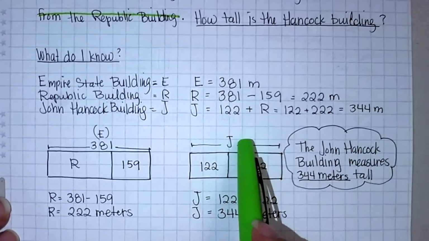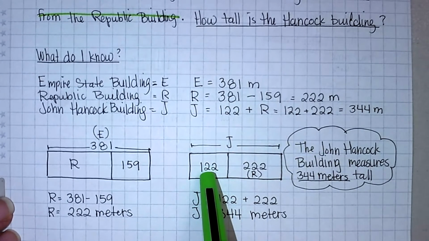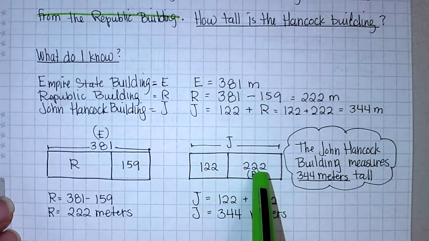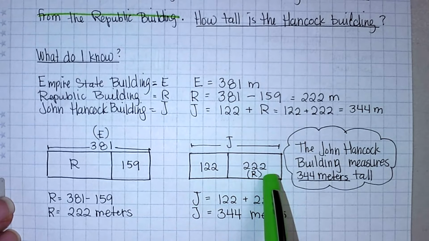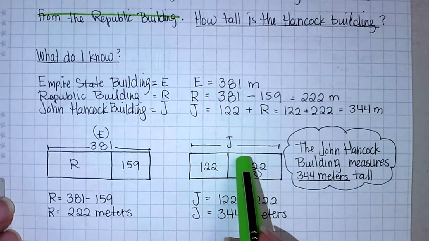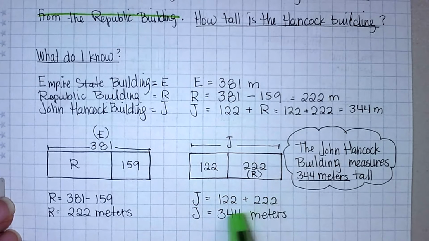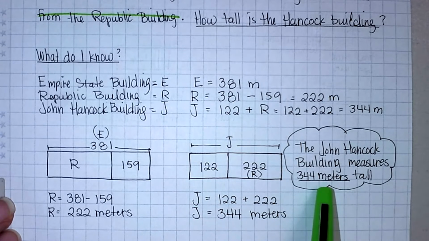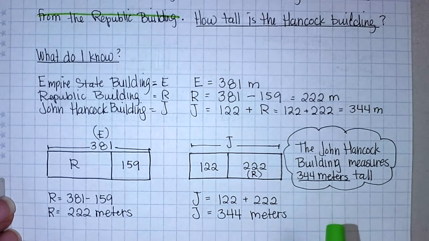For the John Hancock Building, I knew it was 122 meters taller than the Republic Building. So the two parts that I know, 122 plus the 222 for the Republic Building, will give me J, the height of my John Hancock Building. So 122 plus 222 told me that the John Hancock Building was 344 meters tall.